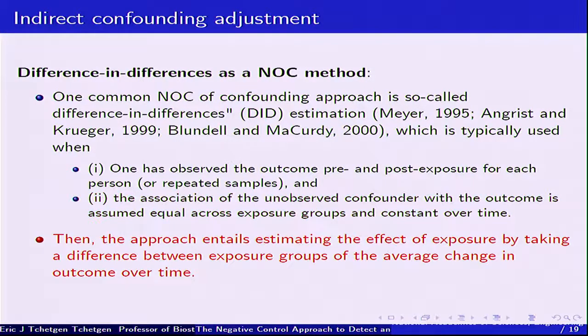Under those two conditions, the approach simply entails estimating the effect of exposure by taking the difference in the outcome between the pre-exposure level and the post-exposure level and comparing it for the people who receive the active treatment or the exposure of interest to the subset of the sample who do not receive that treatment. The idea is that the pre-exposure version of the outcome is formally a negative control outcome. Under this extra assumption, it has been used as a means for adjusting for unmeasured confounding, and this would recover a valid causal effect if, in fact, these assumptions held.